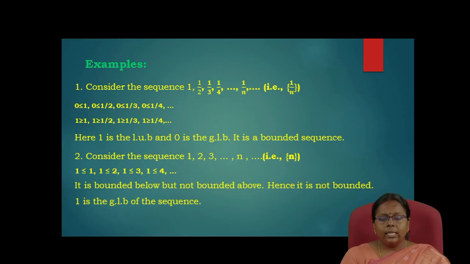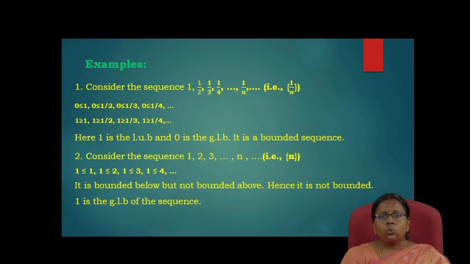Consider the sequence 1, 1/2, 1/3, and so on. In this sequence, each term is greater than or equal to 0, so 0 is the GLB, and each term is less than or equal to 1. Therefore 1 is the LUB of the sequence. Since the sequence is both bounded above and bounded below, it is a bounded sequence.